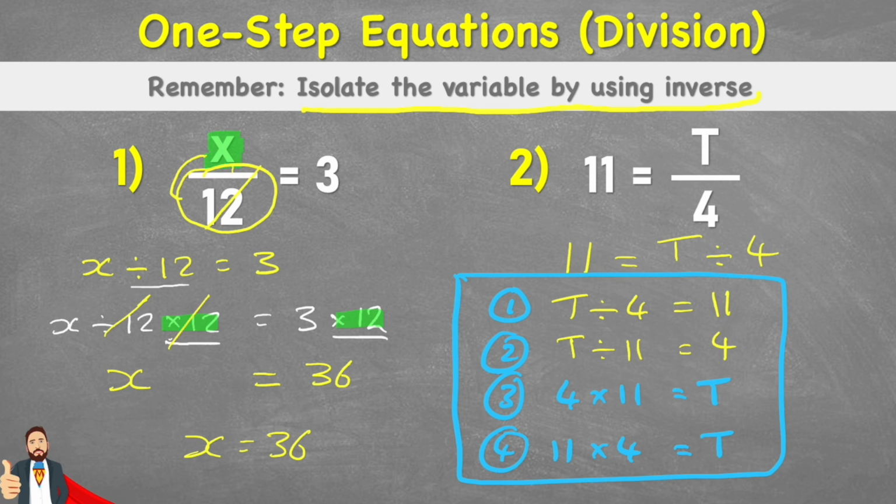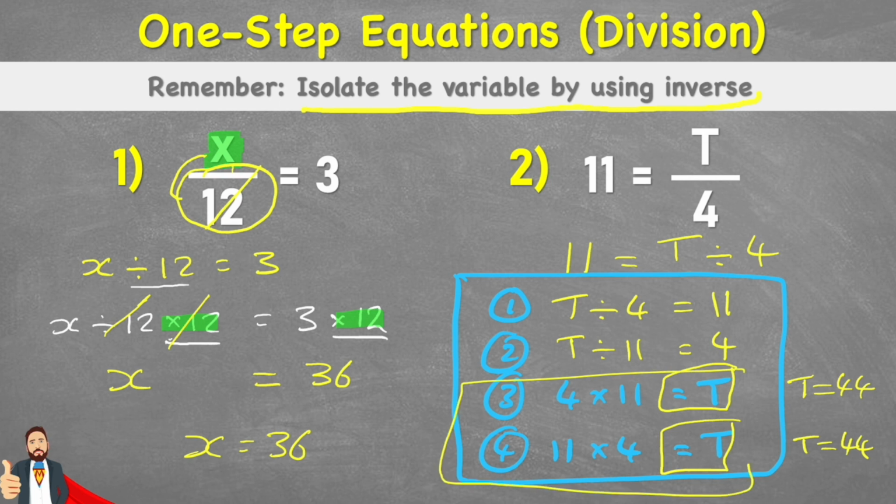And what I can just do is I can just look for one where the value of t is on its own here at the end. Well, both of these are, and I can just simply solve them. 4 times 11 equals t, so 4 times 11 is 44. So therefore t equals 44. Let's just check that with the last one. 11 times 4 also equals 44, which therefore means t equals 44. So I can just use either of these 2 number sentences, which are the inverse of the question, to help me find that missing value.